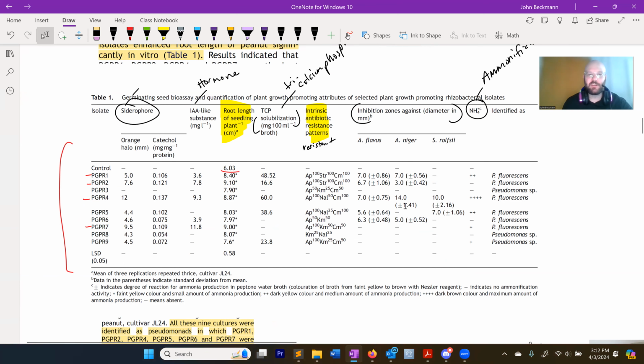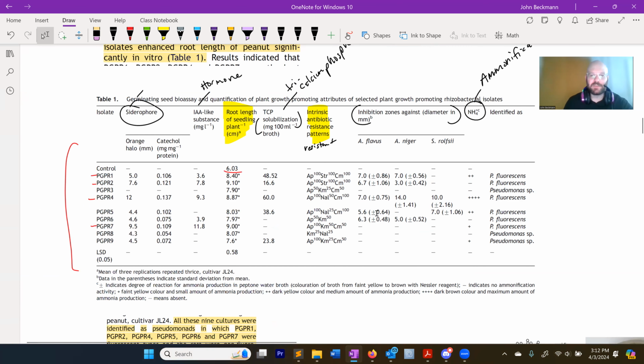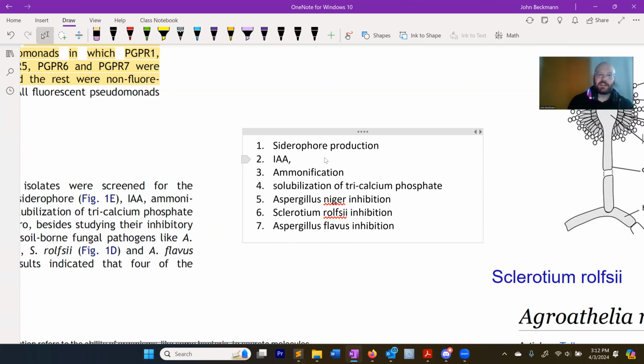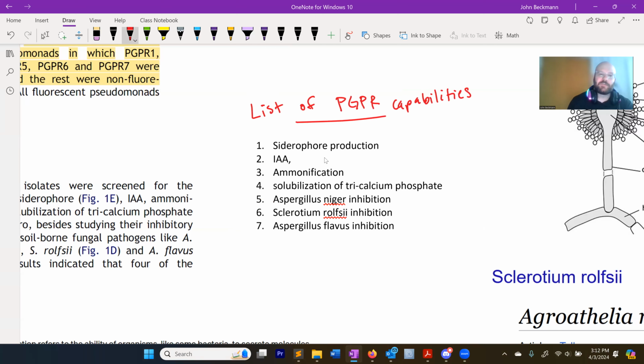And now it's actually worth going through and defining each of these. Let's see. So I defined the list here. So here's a list of PGPR capabilities. And we can go through and talk about each of these. Okay, so the first one is called siderophore production.